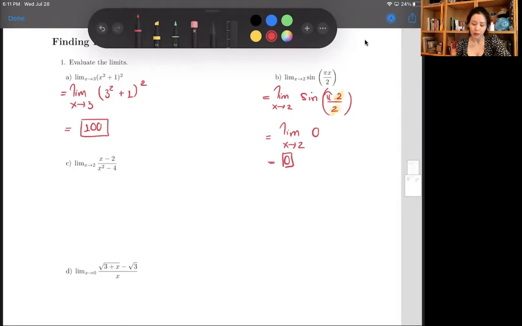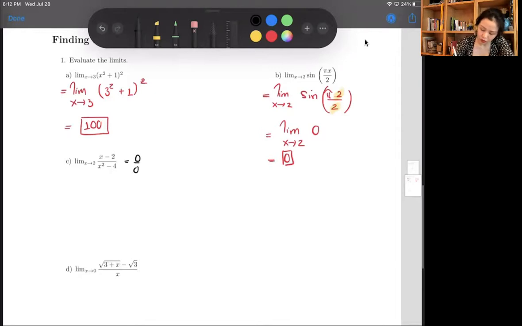Okay, all right. Part C, the limit as x approaches 2 of x minus 2 over x squared minus 4. So again, I'm going to plug it in to see what I see. 2 minus 2, that's 0 on the top. In the bottom, I have 2 squared, which is 4, minus 4, is also 0. So I got 0 over 0. It's not good news, right? Bad news.